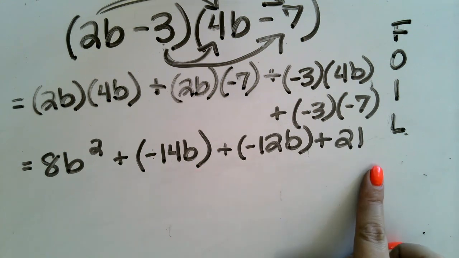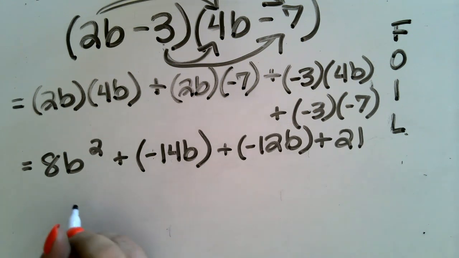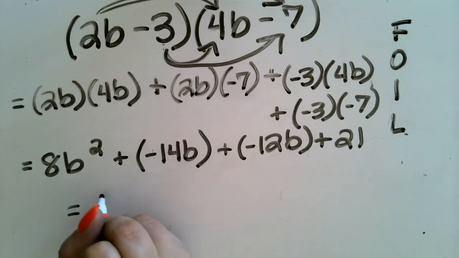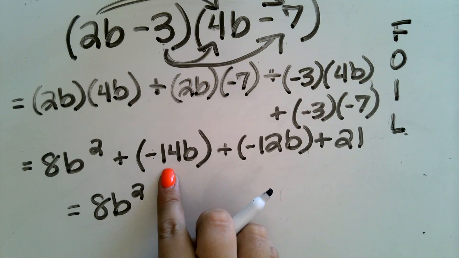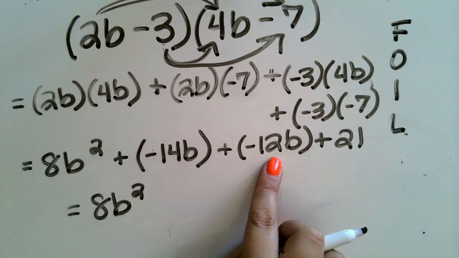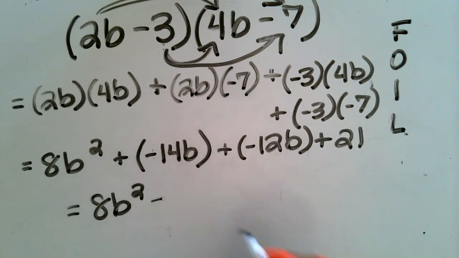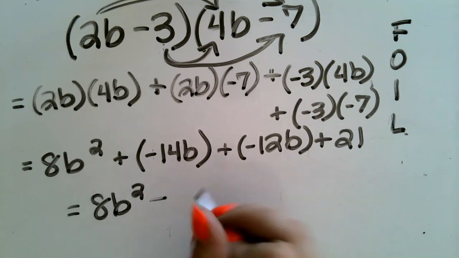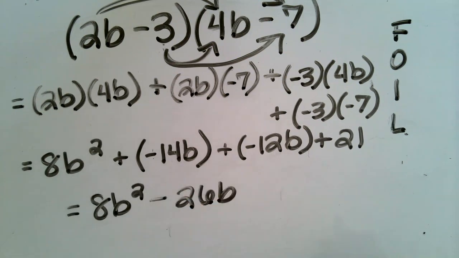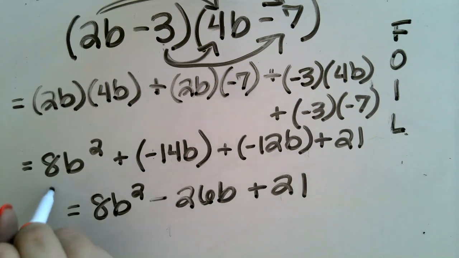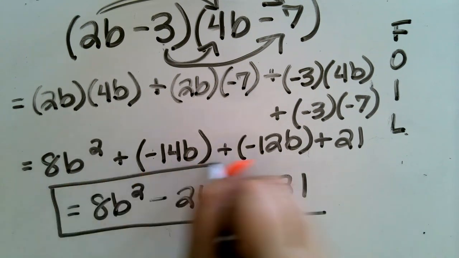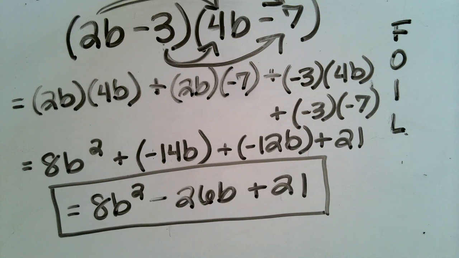Again, all we need to do to finish us off is combine those like terms. There's nothing to combine with our 8b squared. We combine our negative 14b and our negative 12b. I'm just going to go ahead and right away write it as subtraction, minus 26b plus 21. We have successfully, again, multiplied those binomial terms together. We end up with 8b squared minus 26b plus 21.